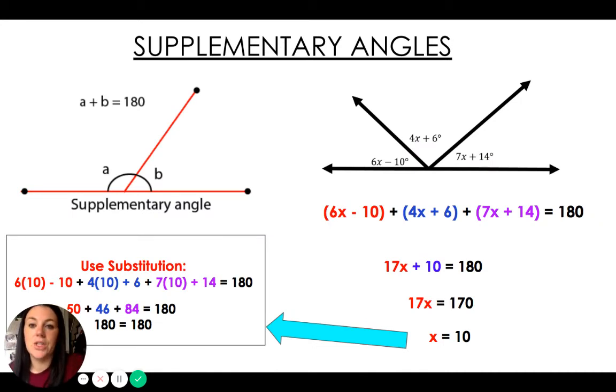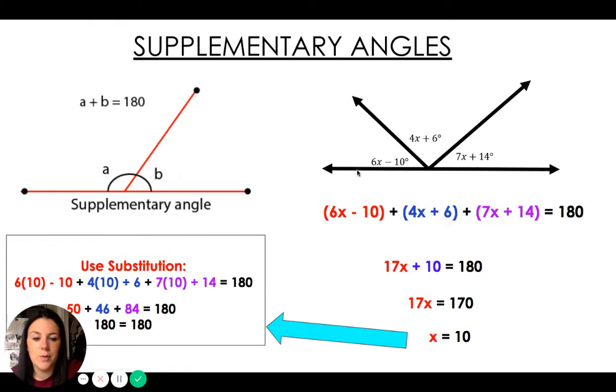The next angle relationship is supplementary. Supplementary is when 2 or more angles add up to equal 180. So complement 90, supplement 180. In this simple example, we have angle A here, which is obtuse, and then we have angle B, which is acute, and A plus B has to equal 180 because this is a straight line. A straight line is 180 degrees.